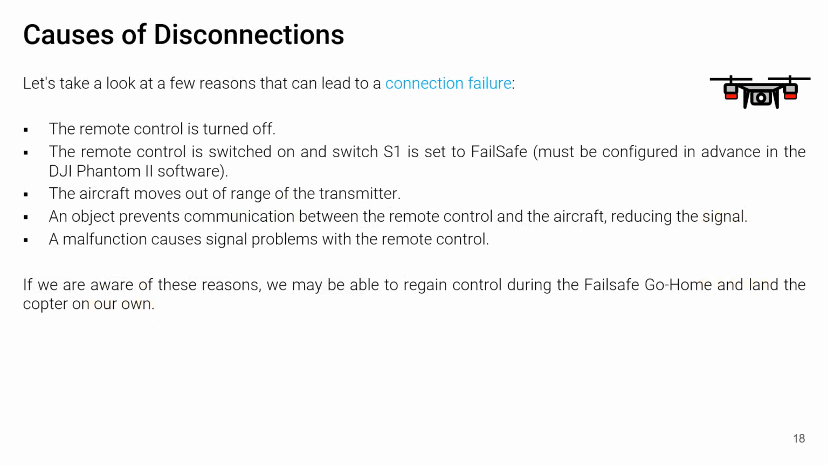Let's take a look at a few reasons that can lead to a connection failure. First, the remote control is turned off. Second, the remote control is switched on and switch S1 is set to Failsafe. Third, the aircraft moves out of range of the transmitter, and this is the most common case. Fourth, an object prevents communication between the remote control and the aircraft, reducing the signal. And fifth, a malfunction causes signal problems with the remote control. If we are aware of these reasons, we may be able to regain control during the failsafe go home and land the copter on our own.